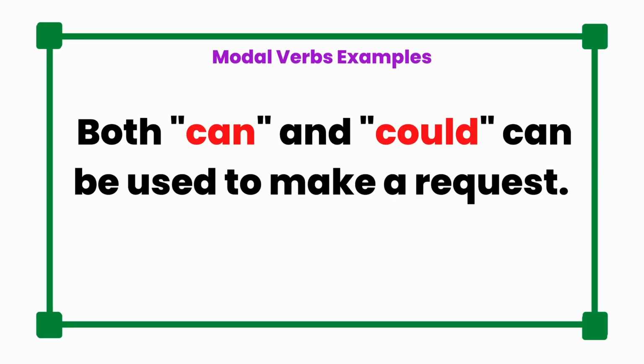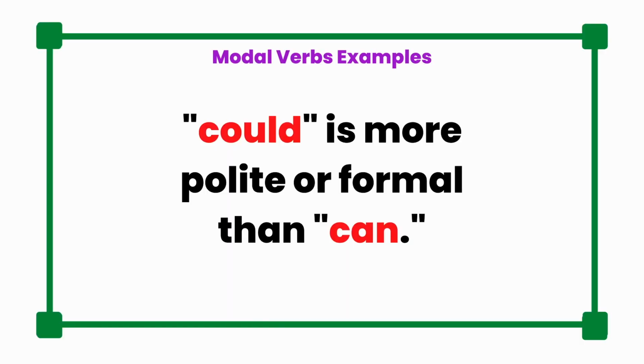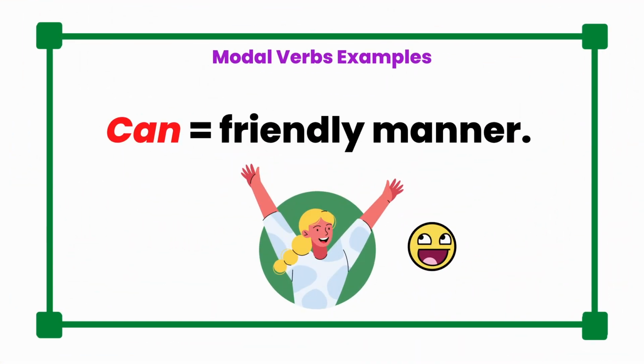Both can and could can be used to make a request. For example, can you help me? Or could you help me? However, could, like in that example, is generally considered more polite or formal than can. So, how about permissions and requests? When we use can, our manner is friendly and informal.